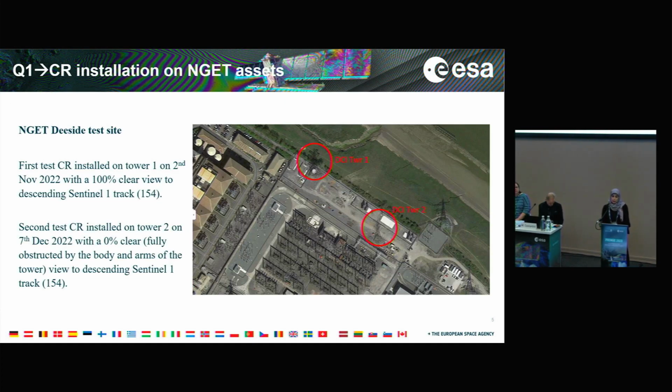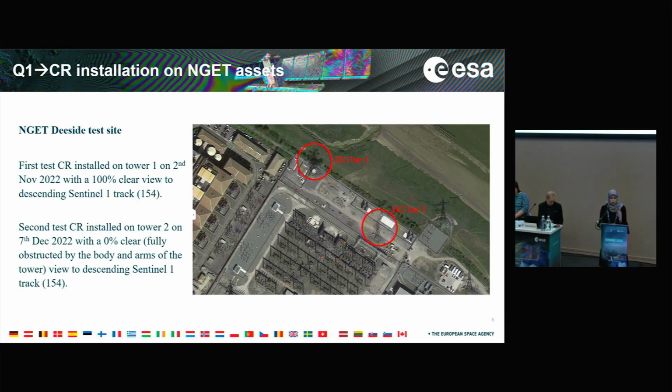So the first test site was the NGET D-site test site in the UK, in which we had 2 test towers. First we installed the first test corner reflector on Tower 1 on 2nd of November 2022 with 100% clear view towards the descending Sentinel-1 track.